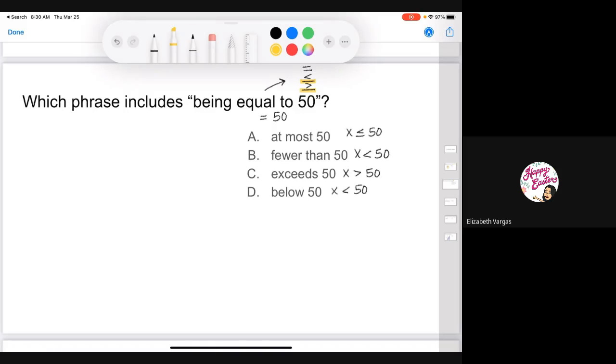And so what we'll notice after we write down all of those is that only A includes that equal to as well. So basically it's saying at most 50, which is 50 is the greatest amount. It can be exactly 50, but it can't be greater than that. And so A would be our answer. Okay. Any questions about this problem? Questions for this? No? All right.